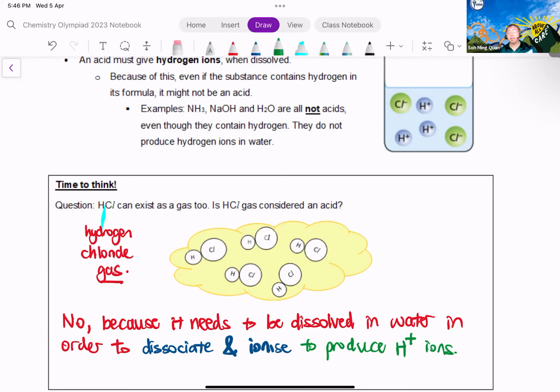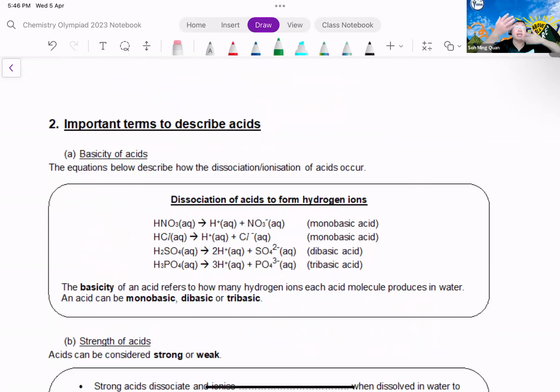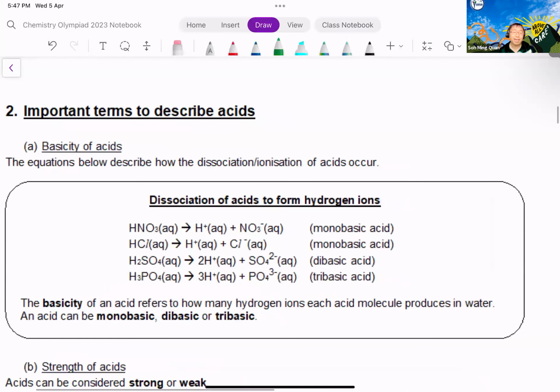Okay? So moving on. Now that we know the definition of an acid, how else can we elaborate and describe what acids do or what acids are like? There are two important terms to describe acids. The first is what we call the basicity of the acids. The best way to understand this is to look at the equations that show the dissociation of acids. Just now, Mr. So has written down this one: HCl becomes H+, Cl-. This is the equation that shows the dissociation of HCl when dissolved in water.